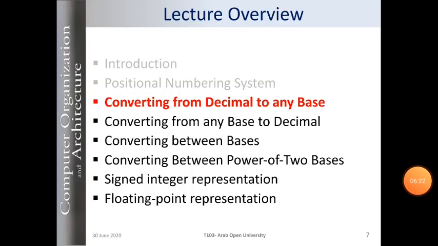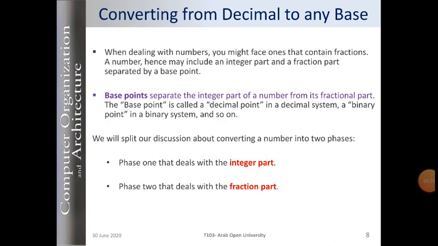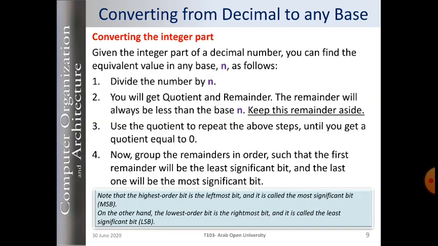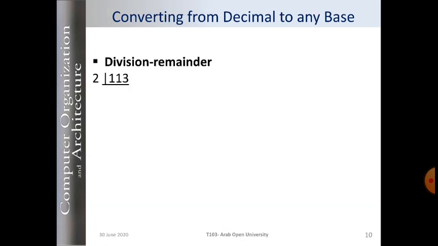Now let's learn how to convert from decimal to any base. We have to divide the number into two parts, the integer part and the fractional part. This is the algorithm. Let's take an example to understand it. We need to convert the number 113 in decimal to a binary number.